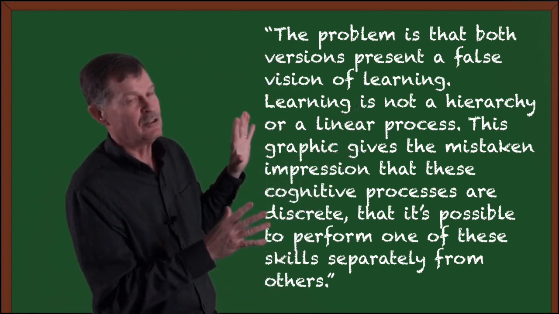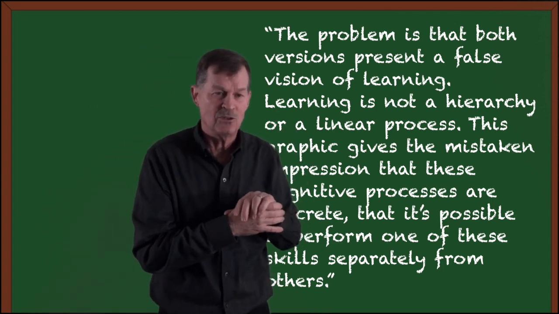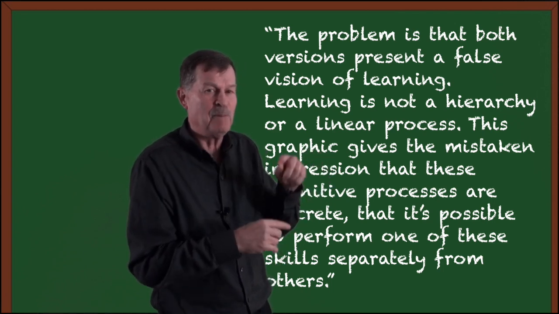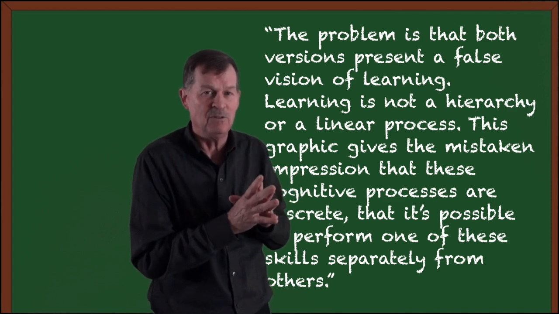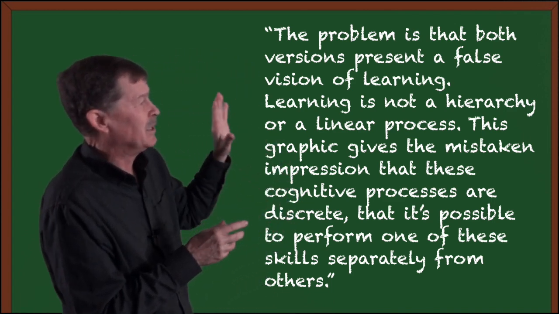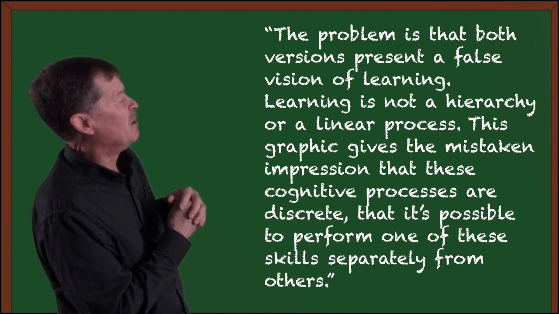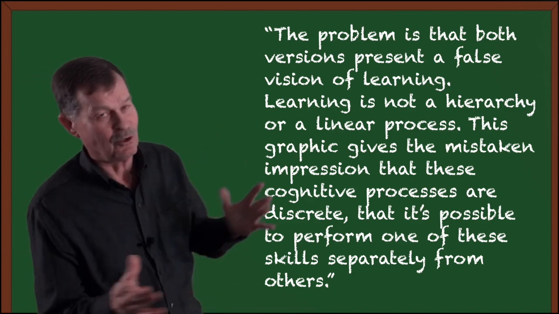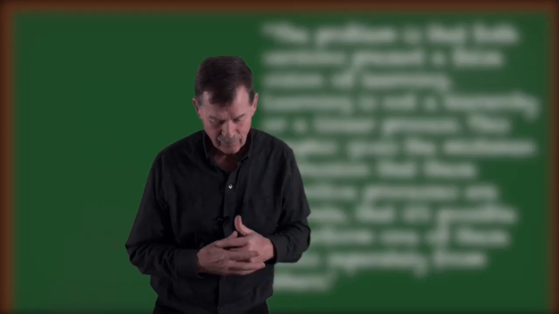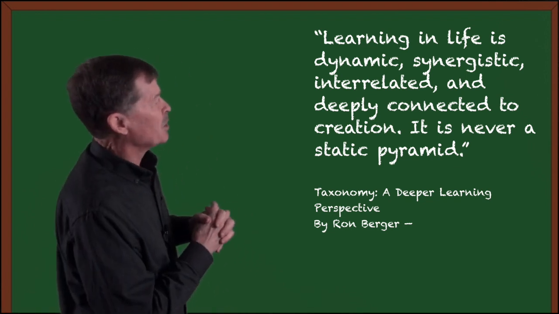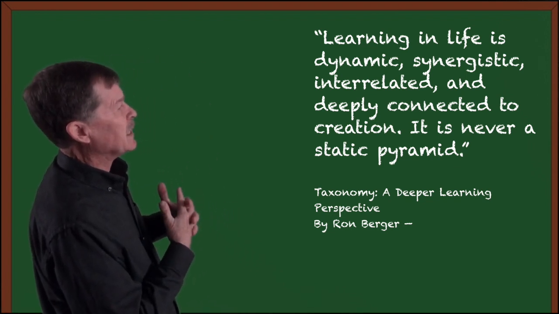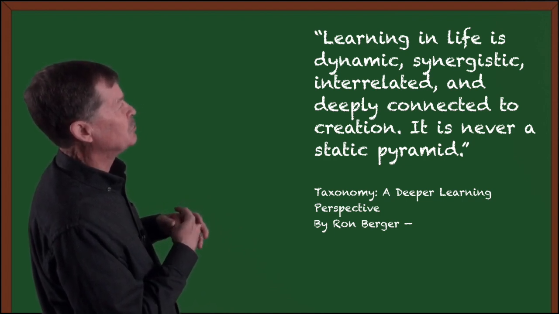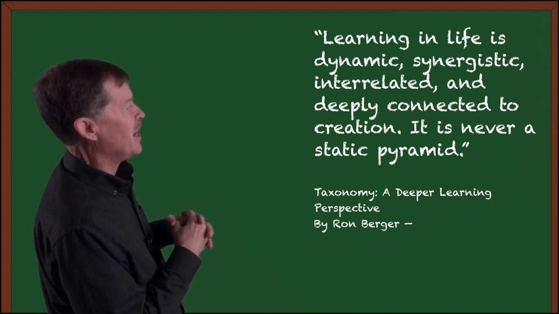And I would say that his objection is valid, but that his objection also has a different perspective to it. And I would say the perspective is more non-Western, because the problem, he says, is that they present a false vision of learning. Learning is not hierarchical, linear, progressive. Those are Western. He goes on, learning in life is dynamic, synergistic, interrelated, and deeply connected to creation. It is never a static pyramid.